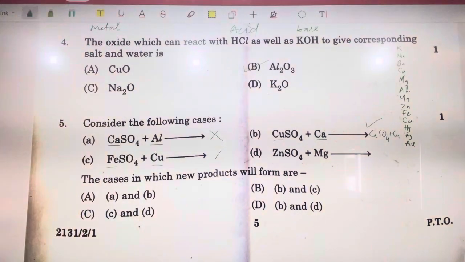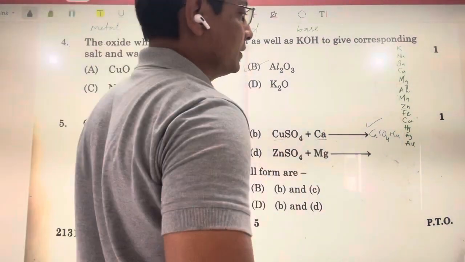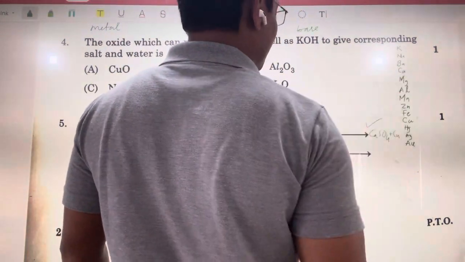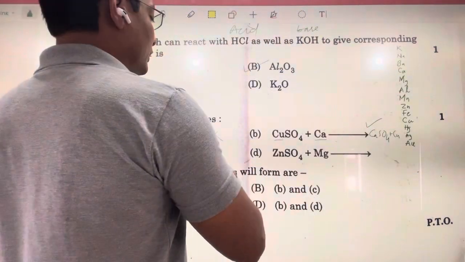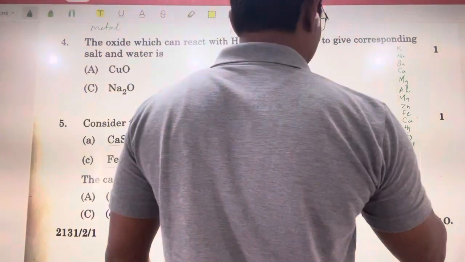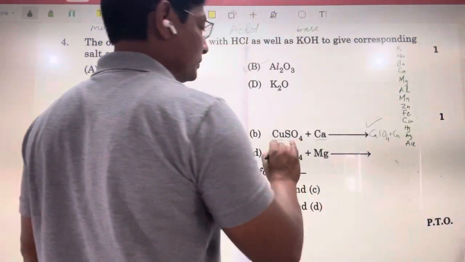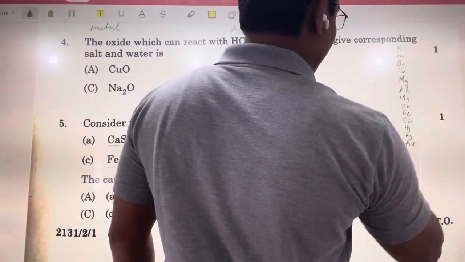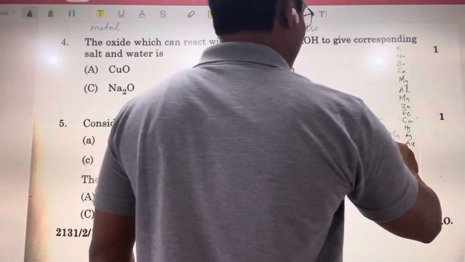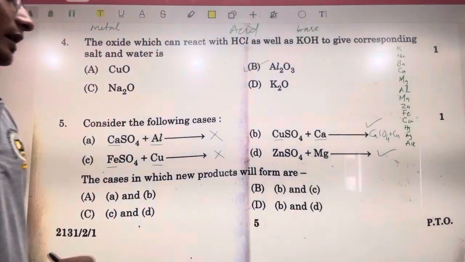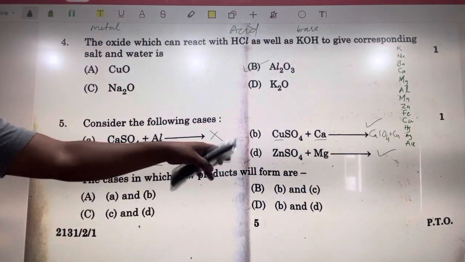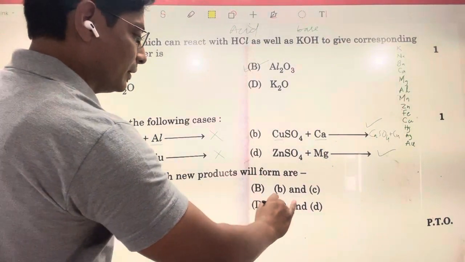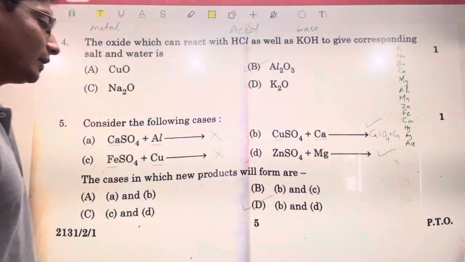Then next we check Zn and magnesium. So zinc is at a lower position than magnesium, therefore magnesium is going to displace zinc. So it is going to form magnesium sulfate, and zinc will be displaced. So therefore this is also correct. So both the reactions B and D are going to be displacement reactions. Therefore B and D is option D. So this will be the correct option.